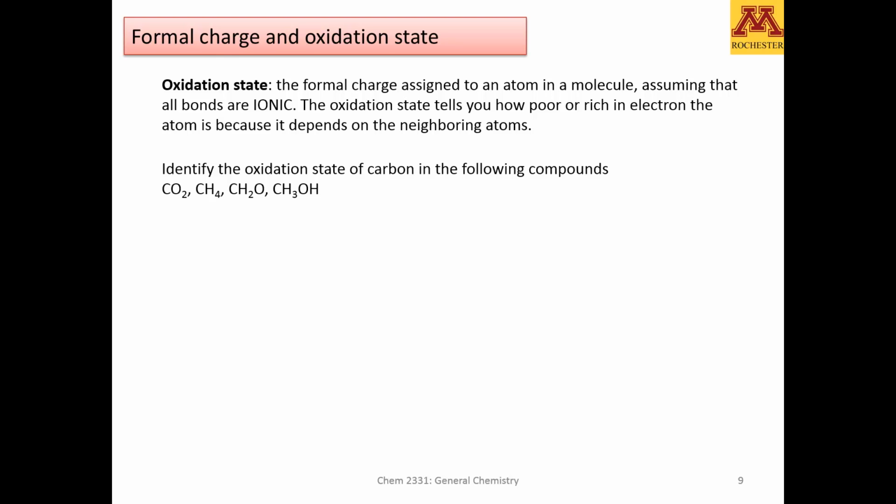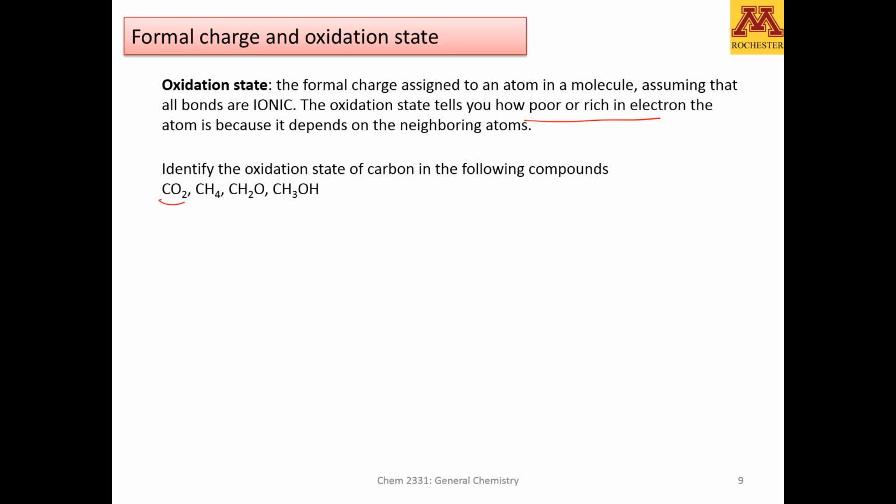Other than the formal charge, there's a second way to count electrons that is not used for Lewis structures. However, it's a method to count electrons that will tell you how poor or how rich in electrons that specific atom will be. And that's important, for example, when you think of metabolism and digestion, when the kind of compounds that we ingest are rich in electrons, and what we exhale is typically CO2.